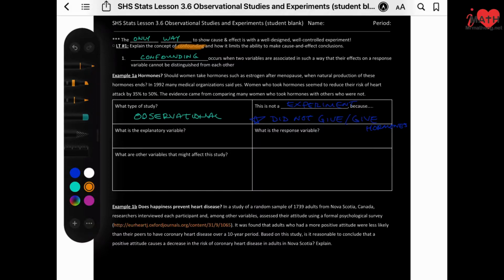What is the explanatory variable? Hormones. Yes or no? Did they give it to them? Okay, what is the response? What are the results? They wanted to know really about the heart attacks. Heart attacks. Okay.